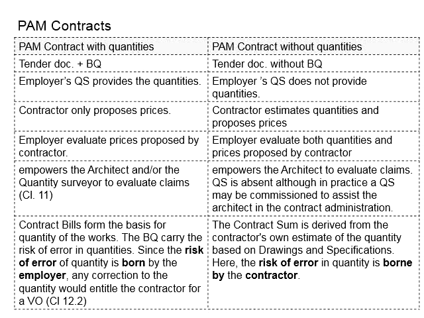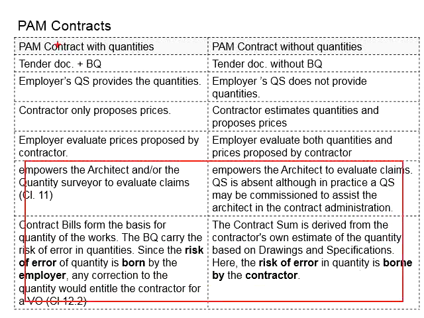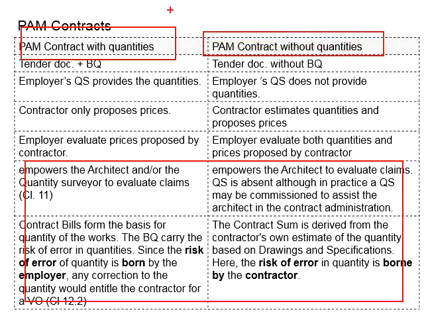On the other hand, for the PAM contract without quantities, the BQ is not provided by the employer. Therefore, the employer is not responsible for the estimations of the quantities. The price proposed by the contractor will be on the basis of its own estimations in terms of the quantities. Should there be any errors in calculating the quantities, it will be fully borne by the contractor, and the contractor is not allowed to claim for any variation order due to its underestimation of these quantities. That will be the two main differences between the PAM contract with quantities and without quantities.